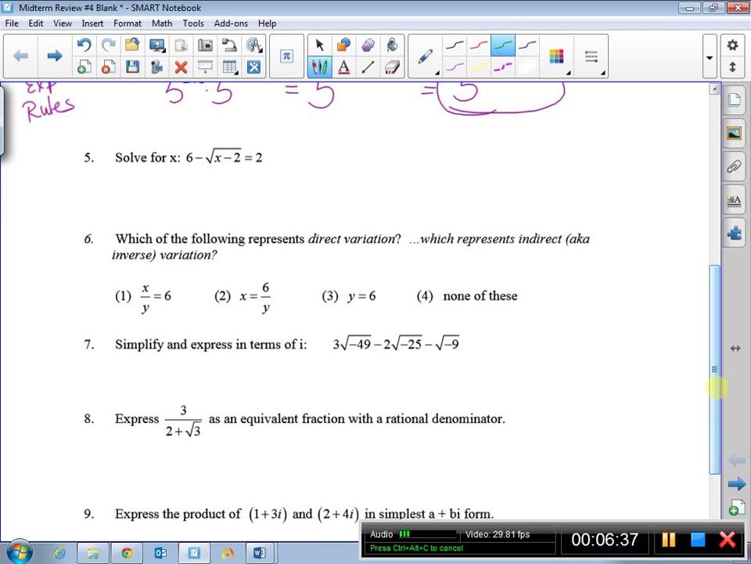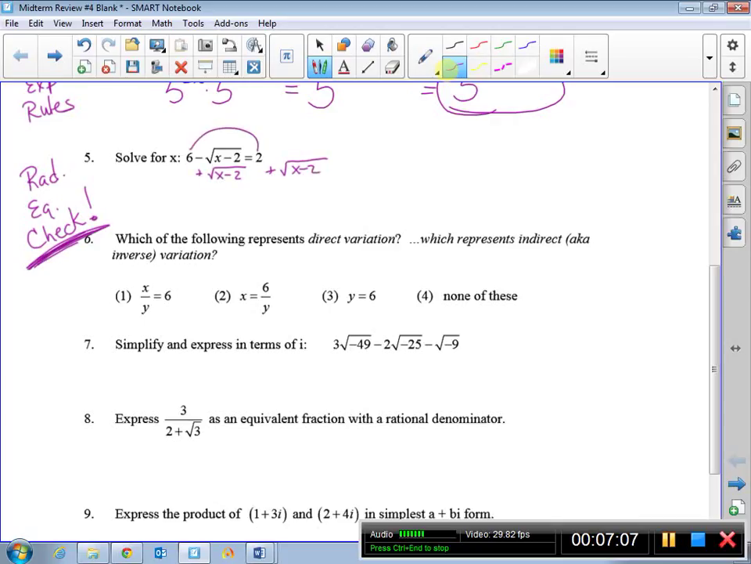Number 5 says to solve for x. Now this I see a radical and it's an equation. This one, checking is a must. You can get extraneous roots here, and these are the questions that a lot of kids make that last minute mistake. They forget to check. So let's add over this square root. I don't like it to be negative.